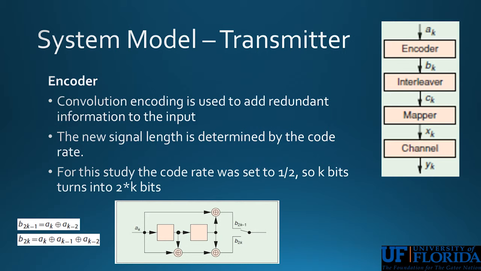Here we see a convolution scheme very similar to the one we saw in the course. These are delay elements. They're assumed to be 0 at the beginning, so that takes away a little bit of the bandwidth of the coding, but there are schemes to get around that. In this case, we assume they were 0 at the beginning. These are the equations that create the b1 and b2 signals coming out of the encoder.